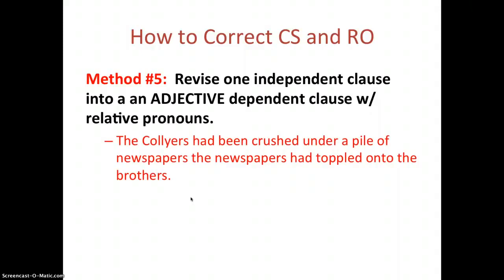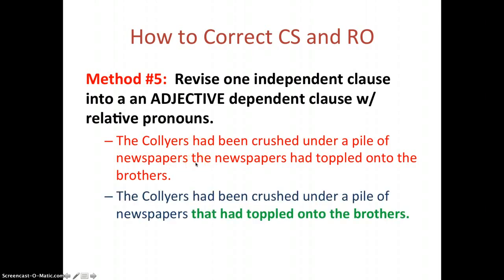The Colliers had been crushed under a pile of newspapers. The newspapers had toppled onto the brothers. So the problem is somewhere here, right? That's the run-on. The Colliers had been crushed under a pile of newspapers that had toppled onto the brothers. So we just turned this into an adjective clause. Now, if you're not really sure how to do that, don't worry too much because we'll be talking about that in a couple weeks in grammar.